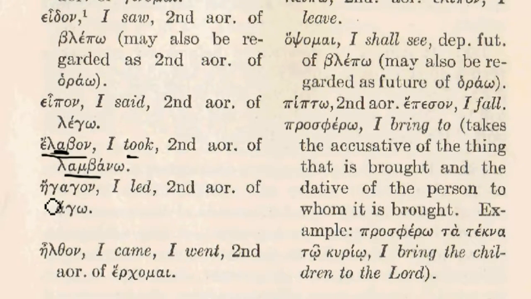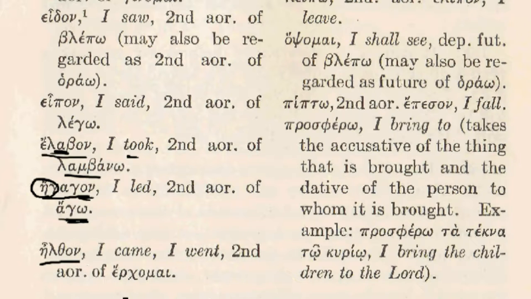This is the word egagon, which is from the word ago. You recall ago, I lead. This would be the aorist of this. The future, you recall, was axo, I will lead. Here we augment the alpha, so it becomes eta. There is a rough similarity between this word and the word ago, but it is nevertheless somewhat irregular, and hence it becomes a second aorist with the normal second aorist ending there. So egagon, I led.